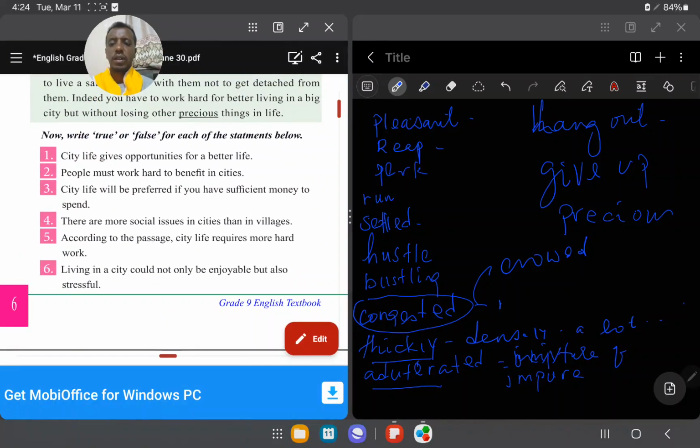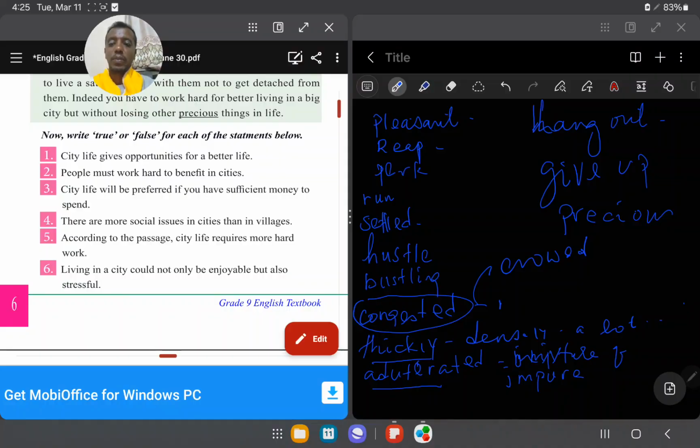Write true or false for each of the statements below. Here is the true or false. City life gives opportunities for better life. Opportunity, it says, in city life. Yeah, it's true, of course.